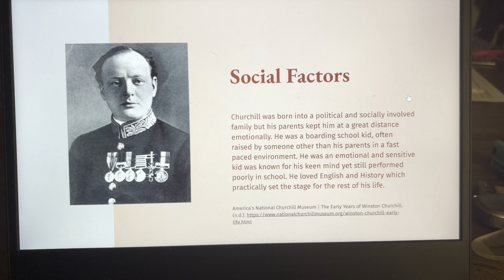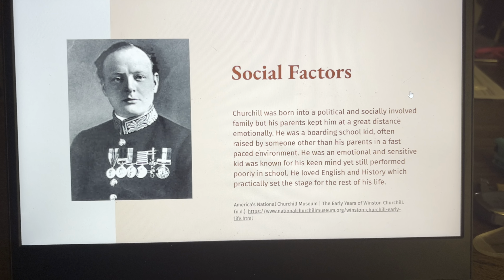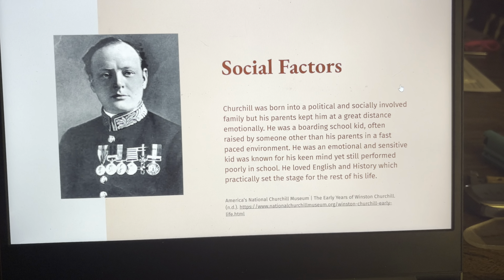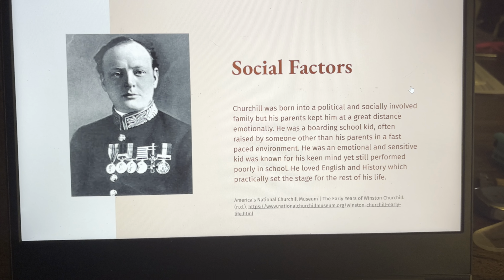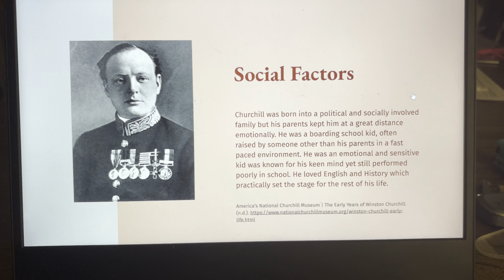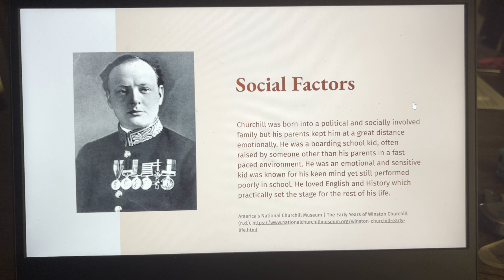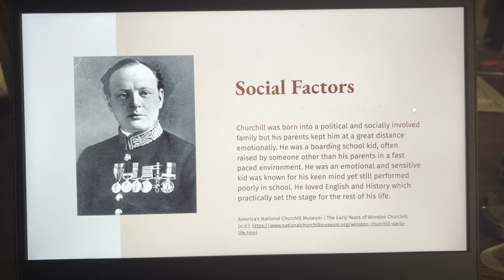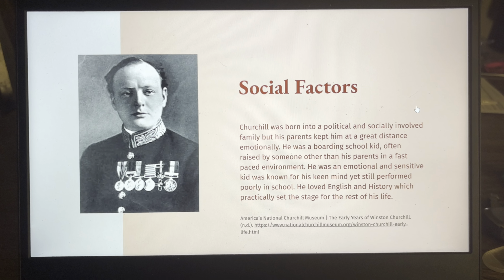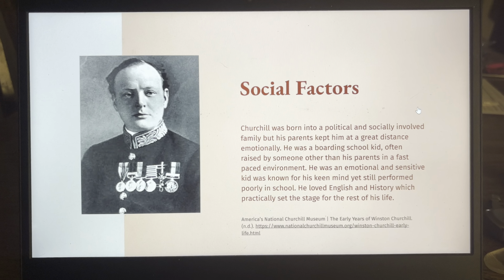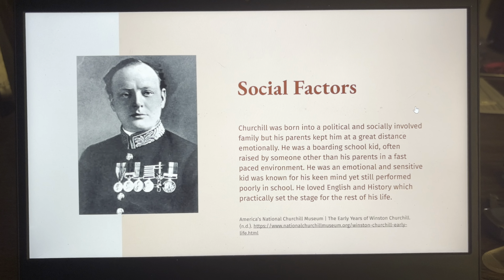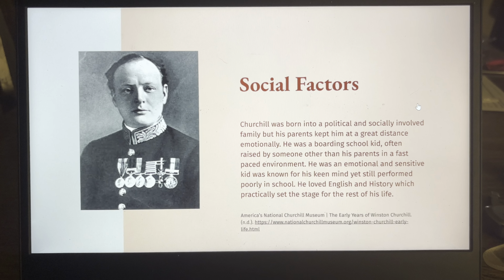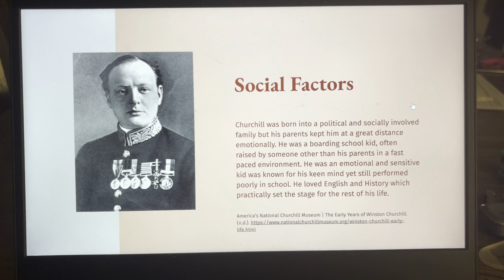Socially, Churchill was born into quite a political and socially busy and involved family. His parents kept him at a great distance emotionally, though. He was very much a boarding school kid. He grew up like I think a lot of children did in that period who were born into very socially involved families. He grew up in the boarding school setting. He was raised by essentially somebody other than his parents, like a nanny. And I think that had a lot to do with his emotional dysregulation because Churchill was quite an emotional kid.